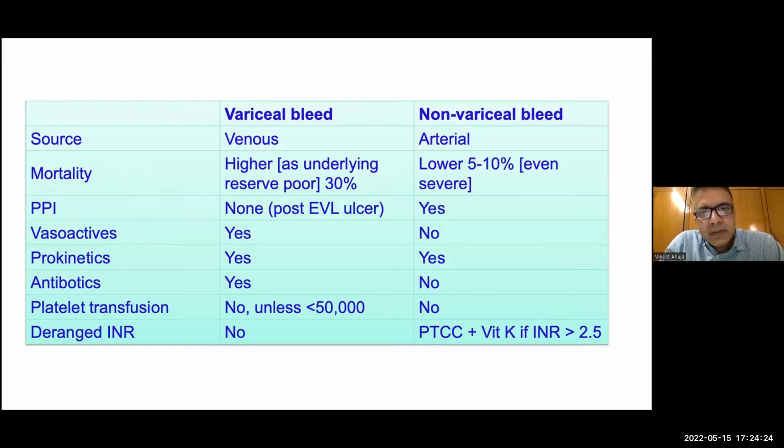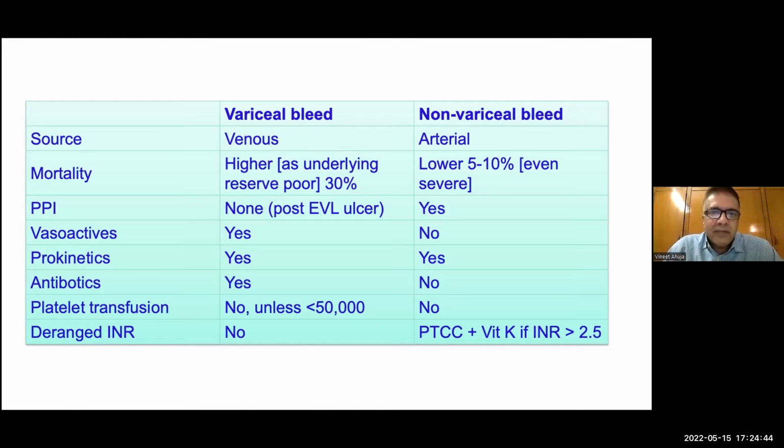This is just a table to show you the basic conceptual difference between variceal bleed and non-variceal bleed. Variceal bleed is venous, non-variceal bleed is arterial. Even though variceal bleed is venous, the mortality rates are higher. Why? Because the underlying reserve is poor. The mortality may go up to 30%. In non-variceal bleed, 5 to 10%.